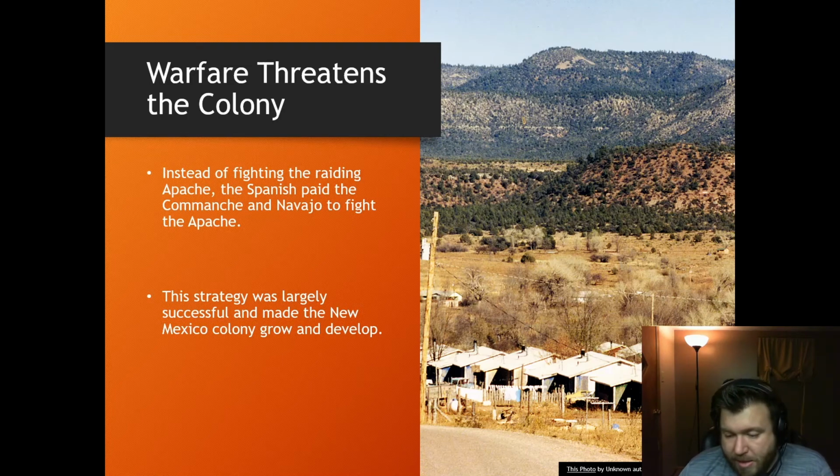We'll pay them, and then they'll take all the bloodshed, all the death, all of that, and we'll just essentially hire them to be our bodyguards. And that's what they did. The strategy was successful and made the New Mexico colony grow and develop. Because whenever you don't have to worry about defending yourself because you have these paid bodyguards that are going to protect you, you can just focus on growing and developing your colony.